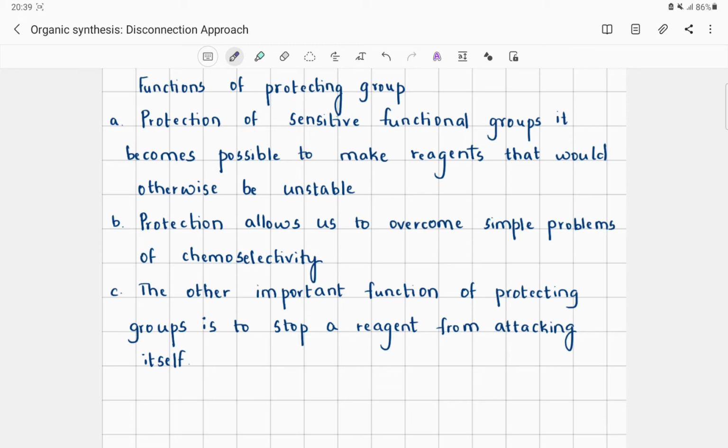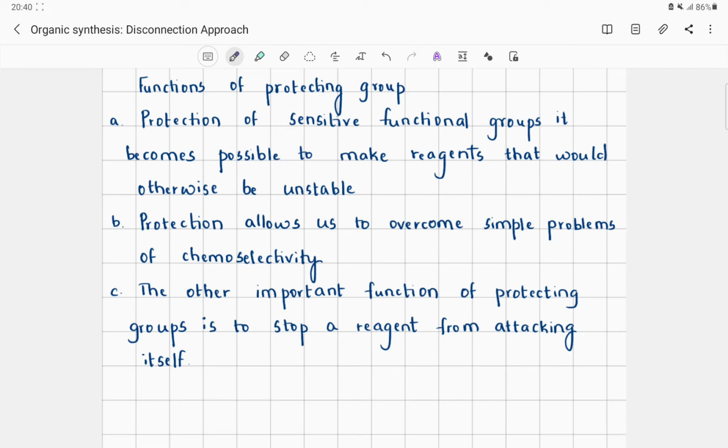In turn, we can easily achieve the synthesis of that particular reagent. Protection also allows us to overcome simple problems of chemoselectivity. When we say chemoselectivity, we want to decide which group is going to react. In turn, if I have to choose which group is going to react, I should achieve a proper chemoselectivity. So to achieve a proper chemoselectivity, I might be able to do a first protection so that simple problems could be solved.